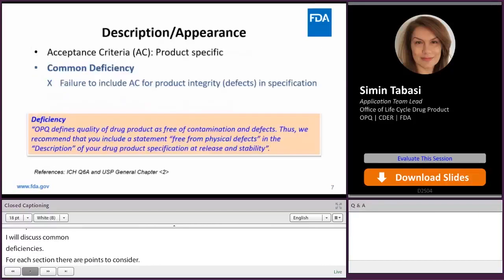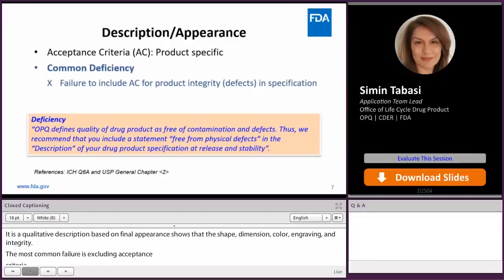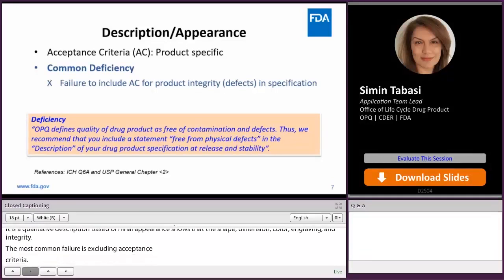The acceptance criteria for appearance of dosage form is product specific. It is a qualitative description of the dosage form based on final appearance, such as shape, size, dimension, color, engraving, scoring, and overall integrity. The most common failure is excluding acceptance criteria for product integrity or defect in release and regulatory specification. In such case, the below OPQ general deficiency language is cited.